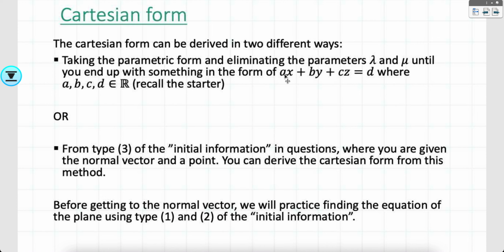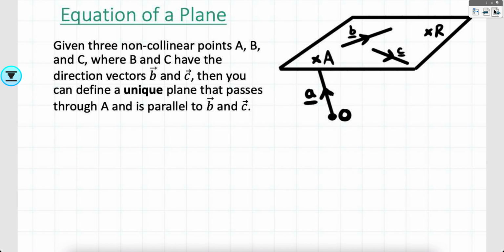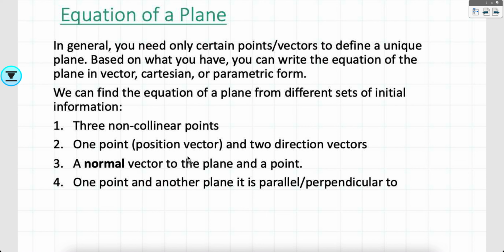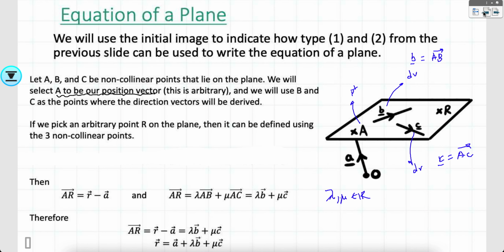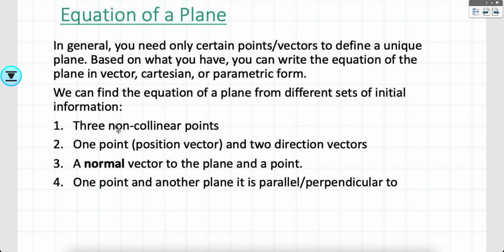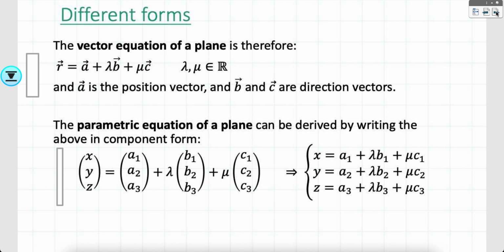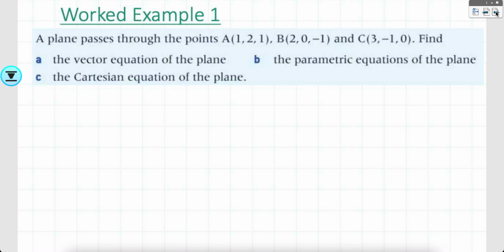Another way to get Cartesian form is from type 3 of the initial information. So if you're given the normal vector to the plane and the point, this version of information given, which is different from type 1 and 2, can help you find the Cartesian form easier. So just to distinguish between them. Now before I get to type 3, I'm going to first show you examples on how to solve when you're given 3 non-collinear points or 1 point and 2 direction vectors, and get them to all the 3 different forms.